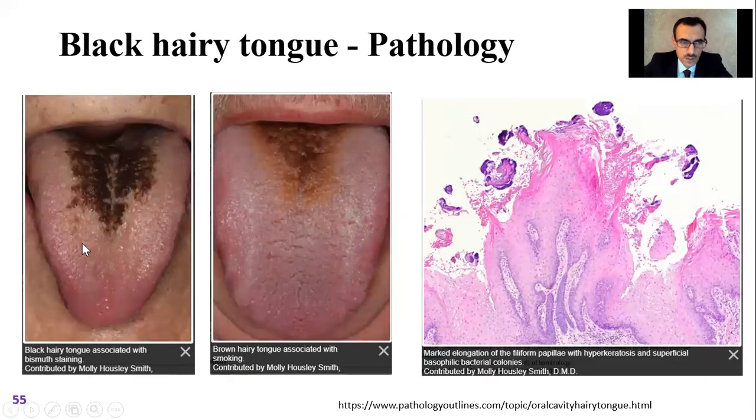Here is the gross anatomy of the black hairy tongue. Here you see the black hairy tongue associated with bismuth staining and brown hairy tongue associated with smoking. And this figure demonstrates the histopathology of the black hairy tongue, which marks elongated filiform papillae with hyperkeratosis and superficial basophilic bacterial colonies we see here.